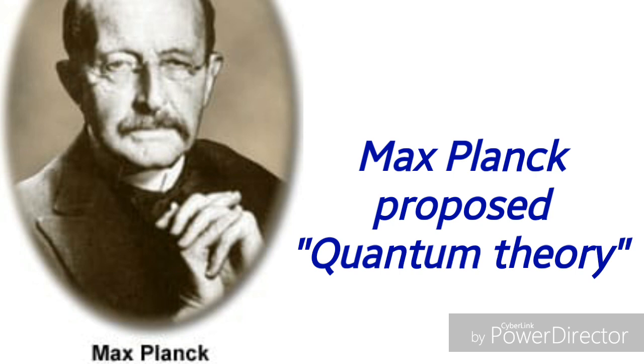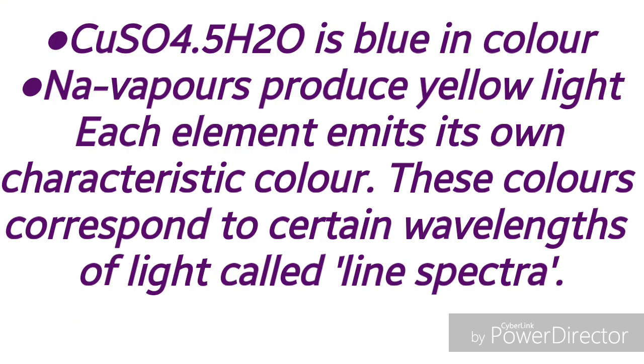Students, practically you know that some chemical substances exhibit a color of their own. For example, hydrated copper sulfate will be blue in color. Sodium vapor lamps produce yellow colored light. Each element emits its own characteristic color. These colors correspond to certain wavelengths of light called the line spectra.